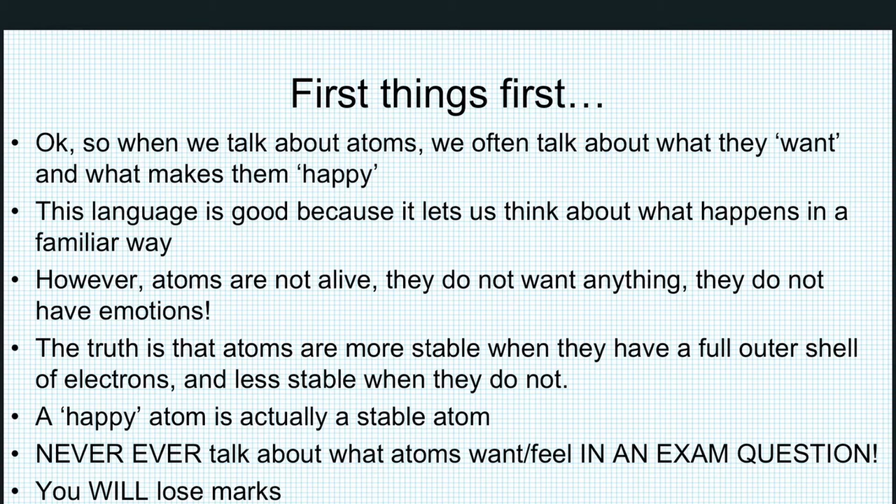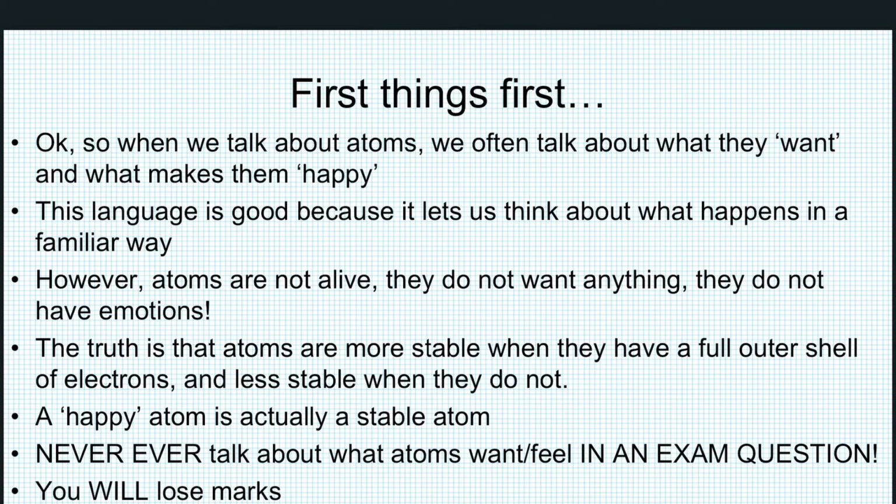It's a bit like saying a table wants people sat around it, or it's happy when there's food on the table. The table isn't happy. A table can't be happy, and an atom can't be happy either. So it's really important that you don't talk about what an atom wants or what will make an atom happy in any exam questions. If they don't have a full outer shell of electrons, then they are less stable than if they have a full outer shell of electrons.